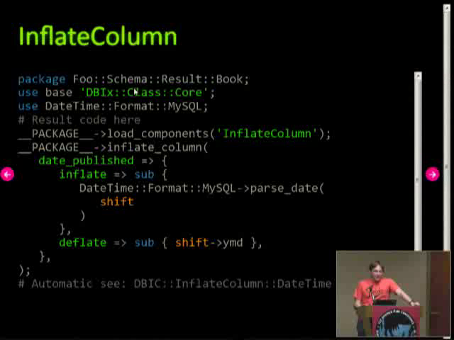Okay. Inflate column is a handy way to inflate columns into objects. So the common use case here is DateTime, because everyone uses timestamp or datetime columns. And actually, as I note at the bottom, DBIx::Class::InflateColumn::DateTime does this automatically for you for every database, and it works great. So I just made a little stupid version here just to show you how it works, so you guys can do this yourself for whatever other objects you might store in your database.